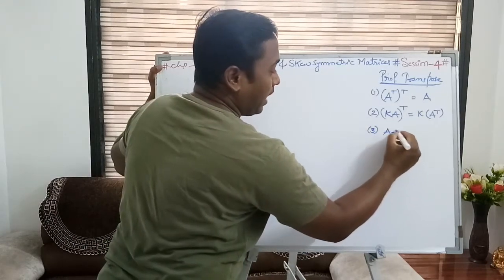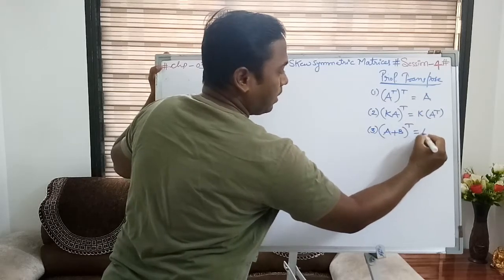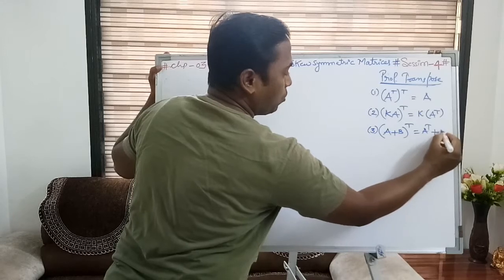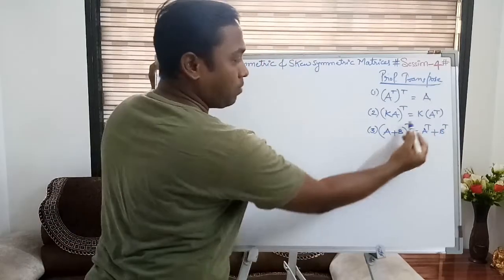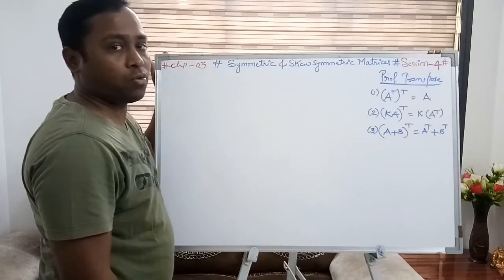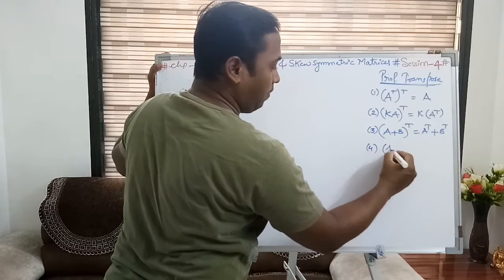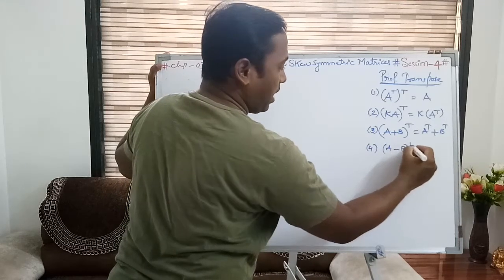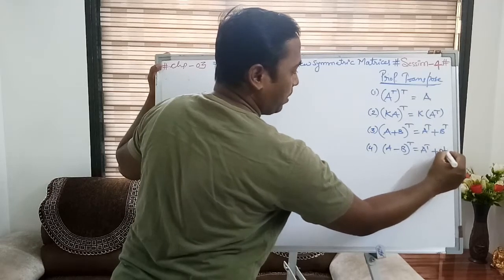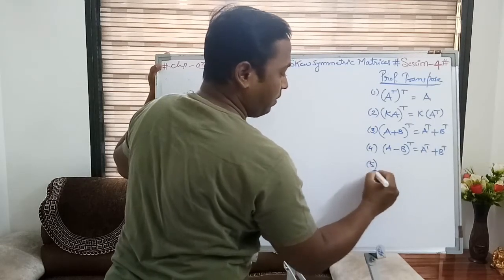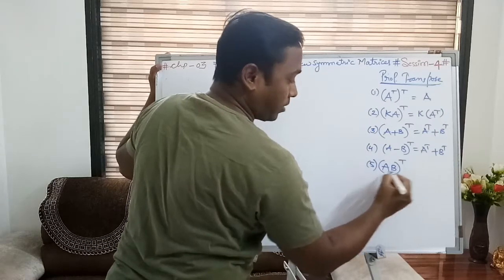And A plus B whole transpose is equal to A transpose plus B transpose. I repeat, A plus B whole transpose is equal to A transpose plus B transpose. Similarly for difference also, A minus B whole transpose is equal to A transpose minus B transpose. The fifth is A into B whole transpose, the product.